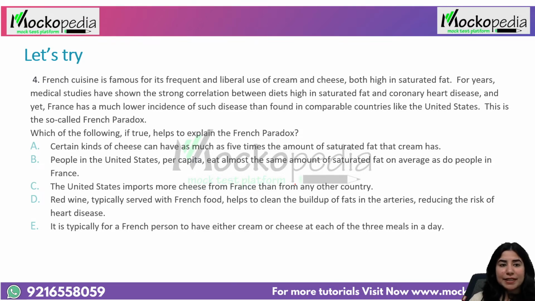So let's begin with the discussion. Which of the following, if true, helps to explain the French paradox? So this is a very interesting question. Let's see what we mean by French paradox.